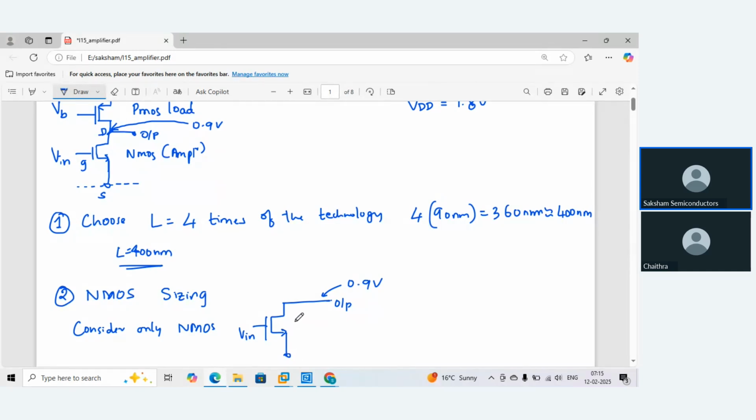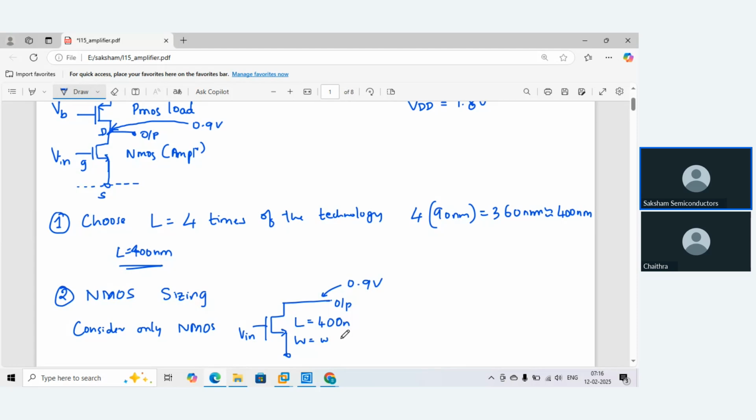I am going to choose, when I do the simulation to find the value of W, I'll do the parametric analysis. So basically, I'll try to sweep the value of W. For that, I'll take W value is equal to W only. So this is what I'll choose.